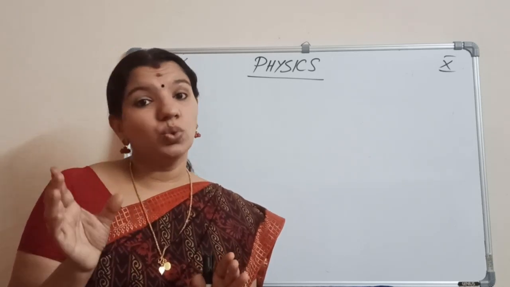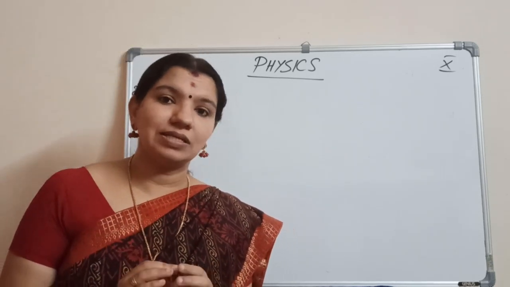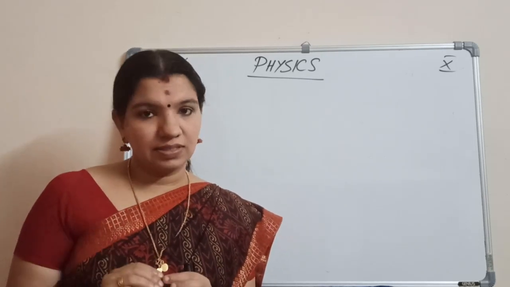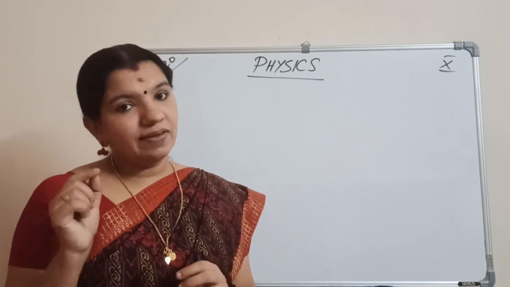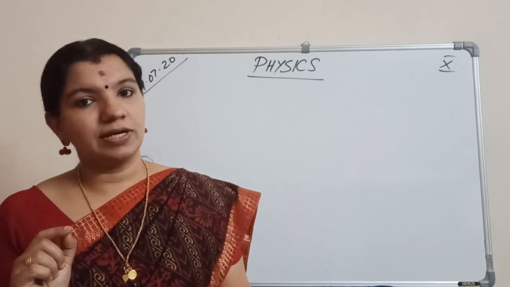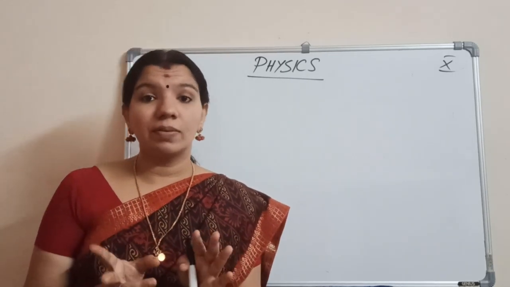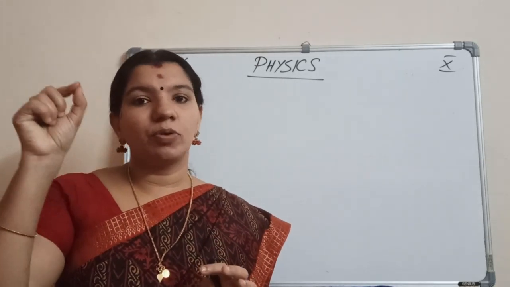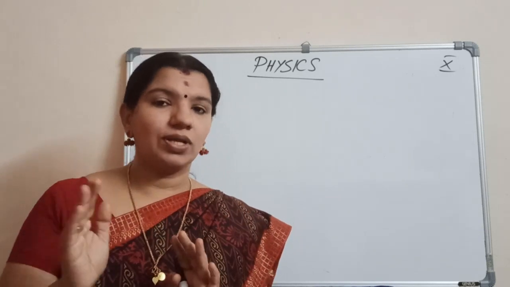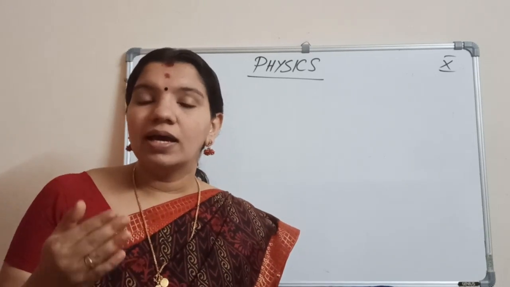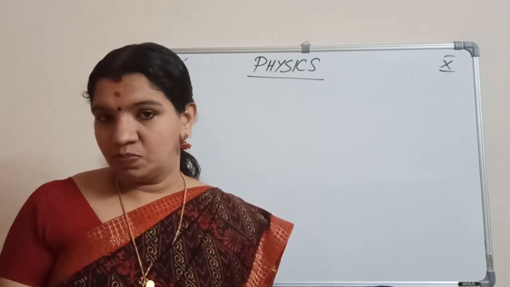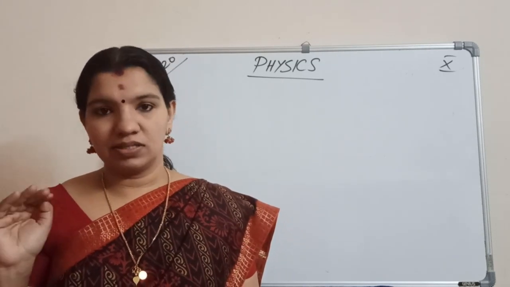Then the device used to measure potential difference is the voltmeter, which is always connected in parallel in a circuit. Then we said the device used to maintain potential difference is a cell or a battery. Please keep in mind that word is very important: maintain potential difference. The source of potential difference is a cell or a battery. So this much we explained in the last two classes.